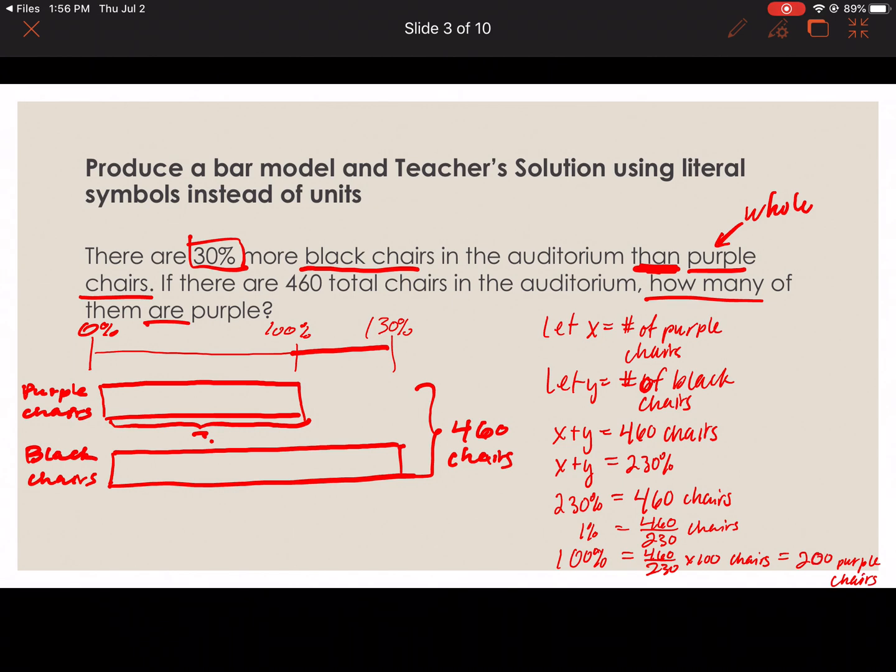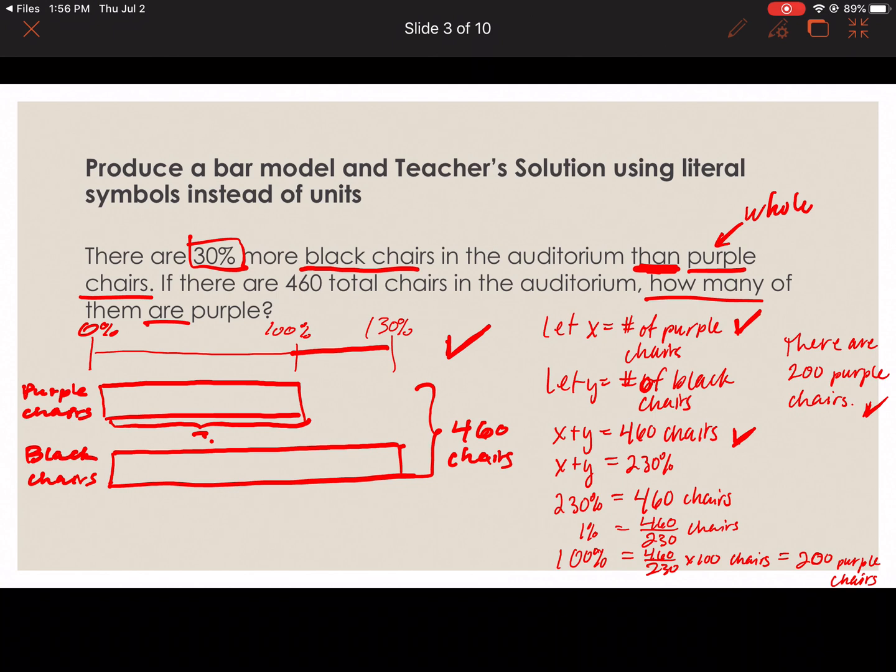All right, so that's my bar model with my question mark. That's what you have to do to get the first point. Second point is to label your variables with something in the problem. And then the third point is your arithmetic. And the fourth point is your answer in a sentence. There are 200 purple chairs. So there's my fourth check.